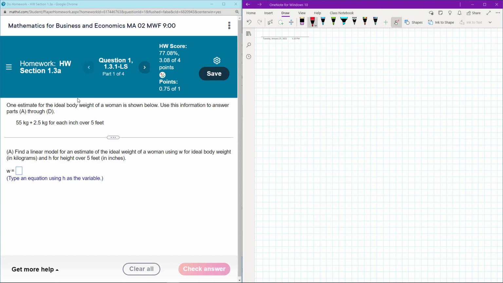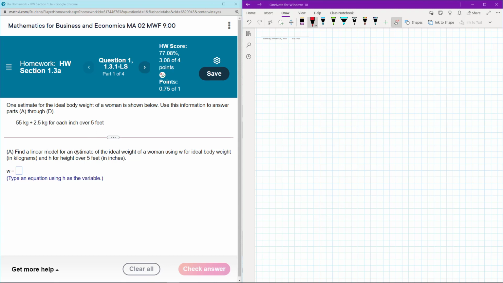Okay, so this is the first problem that you are going to encounter. Here we're talking about the estimation of body weight based on height. One estimate of the ideal body weight of a woman is shown below, and we want to use this information to answer parts A through D. It is 55 kilograms plus 2.5 kilograms for every inch over 5 feet. And here's the first question.